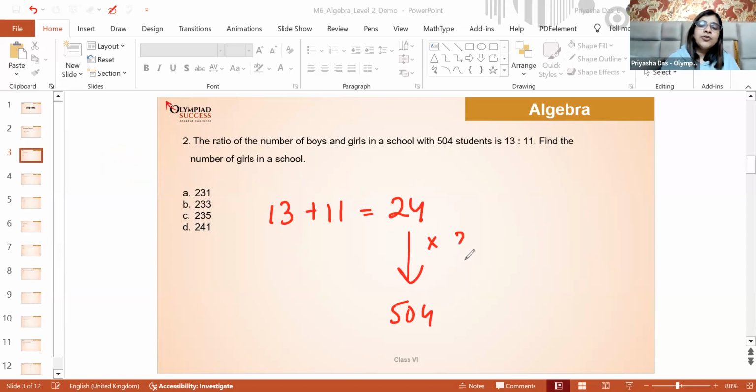So whatever number you will multiply with 24 to make it 504, that same number will be multiplied to these values as well. So since you're multiplying 21 to make it 504, you will be multiplying 21 with these two numbers as well. This is the shortcut. Okay. All right. Good job. Let's go to the next question.